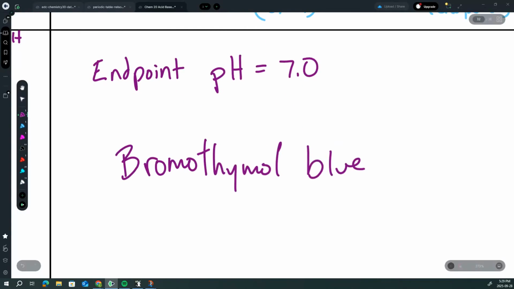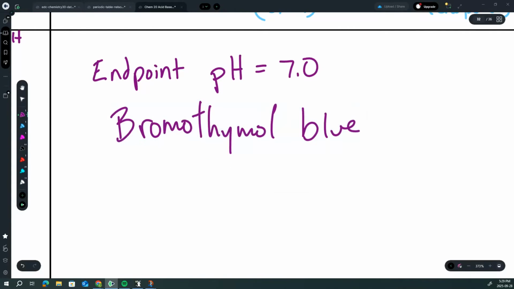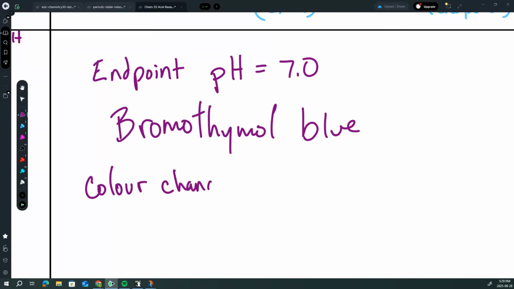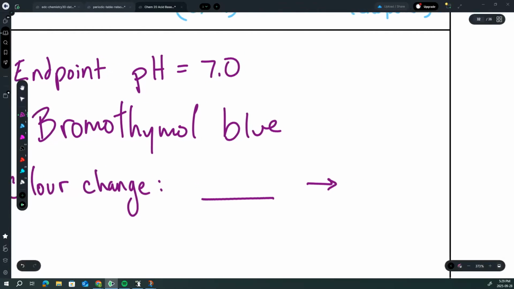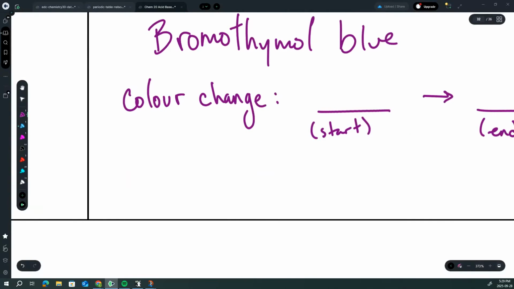Actually, I'm going to move that up a little bit so that I have enough space. So start, endpoint. And then same deal with phenol red.